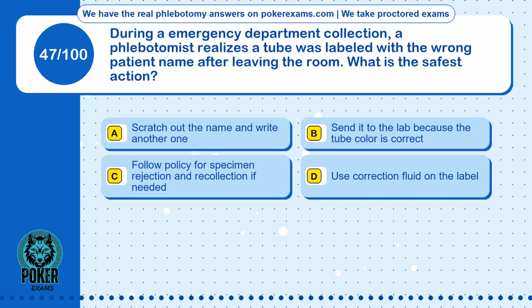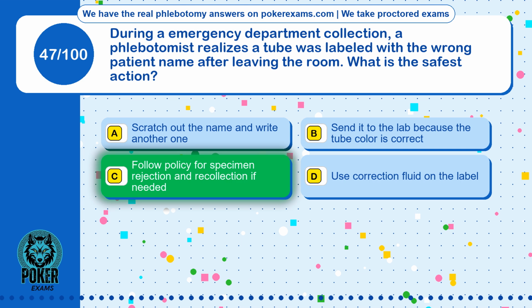Question 47. During an emergency department collection, a phlebotomist realizes a tube was labeled with the wrong patient name after leaving the room. What is the safest action? Option A. Scratch out the name and write another one. Option B, send it to the lab because the tube color is correct. Option C, follow policy for specimen rejection and recollection if needed. Option D, use correction fluid on the label.